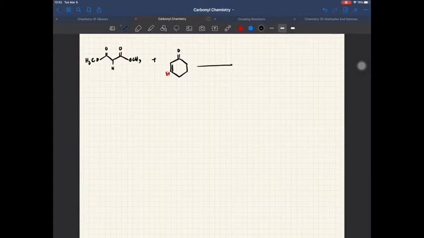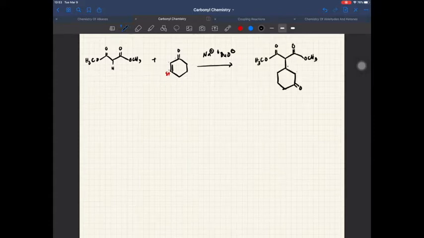And it is done in the presence of a strong base, say for example, sodium tertiary butoxide. This will form this type of product afterwards. So this is the product that is formed by this type of reaction. The mechanism of this reaction is shown here.